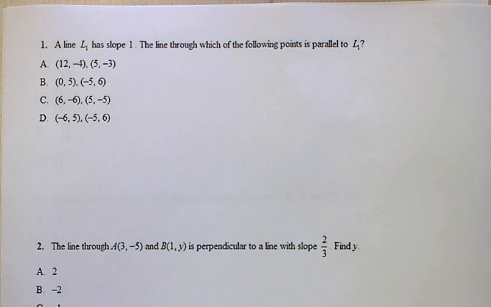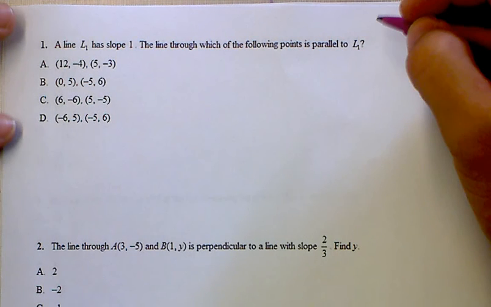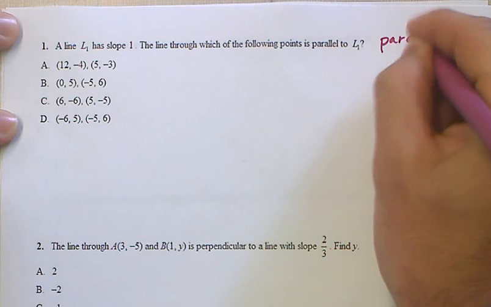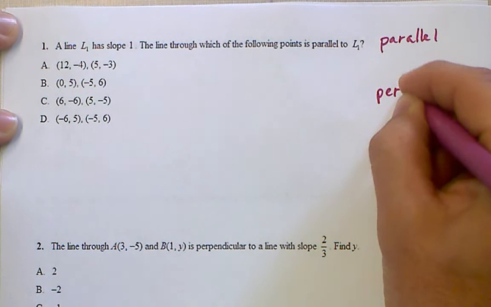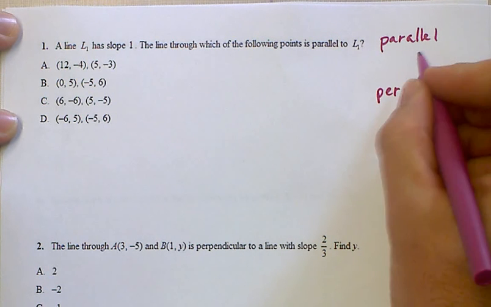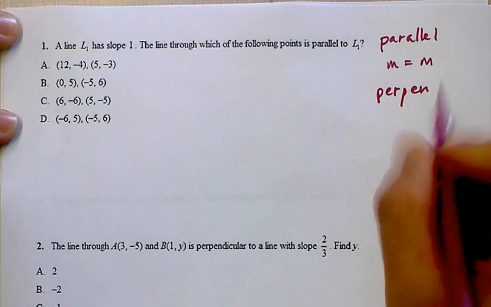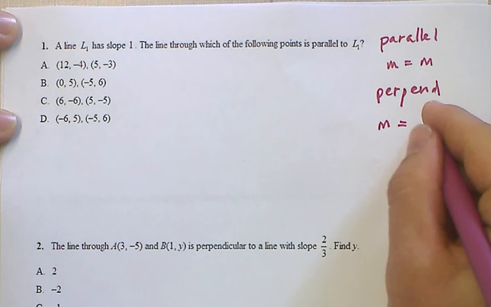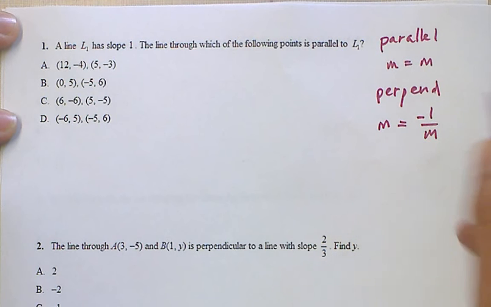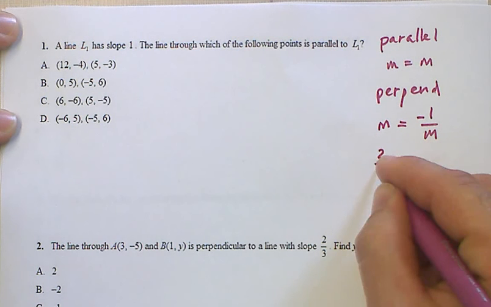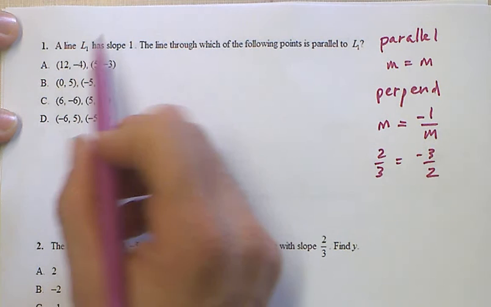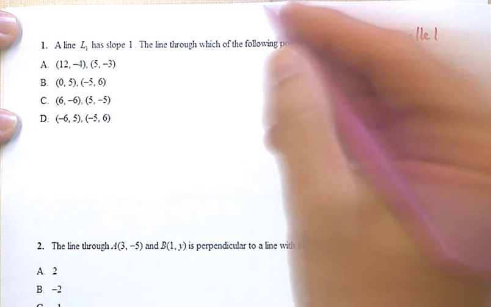Okay, here we're dealing with some examples of questions which talk about parallel and perpendicular slopes. Parallel slopes are equal to each other, and perpendicular slopes are the negative flip or negative reciprocal, meaning whatever this is, let's say 2 over 3, it's now going to flip to 3 over 2. So if it says L1, line 1 has a slope of 1, which of the following points would be parallel? Well, we know the slopes are going to be the same.